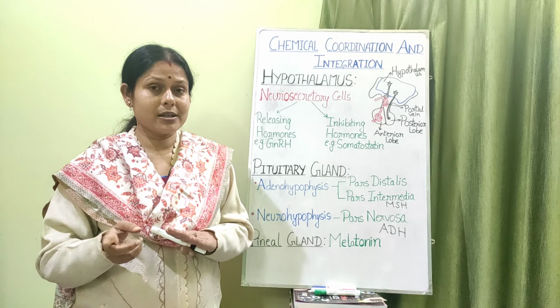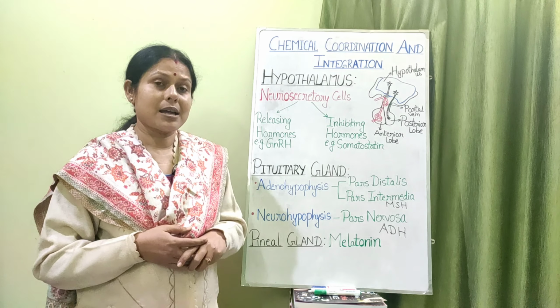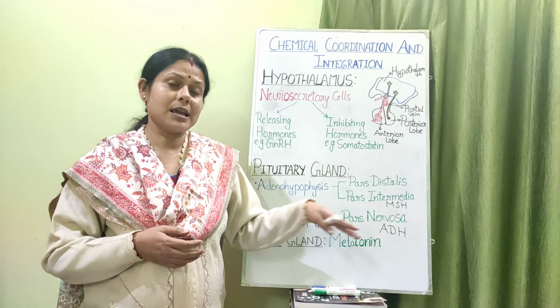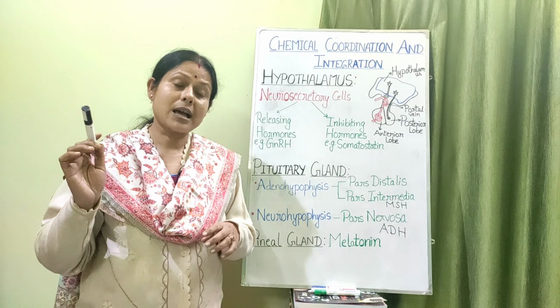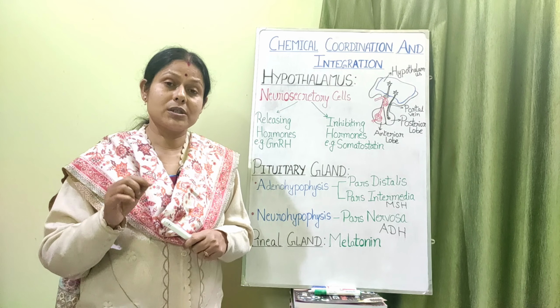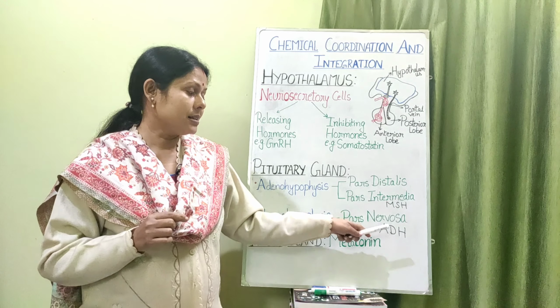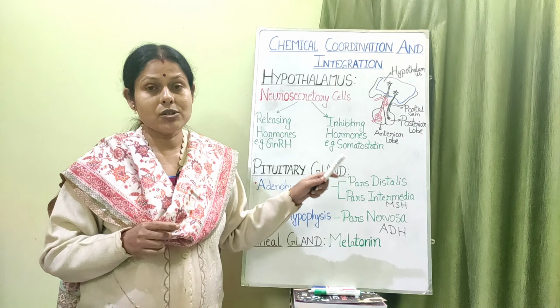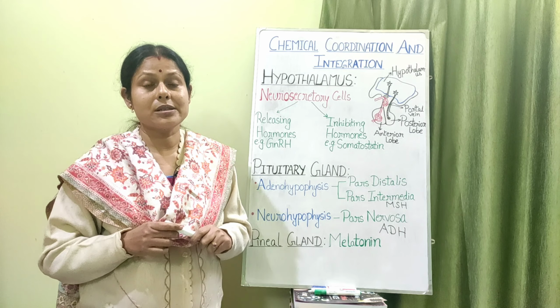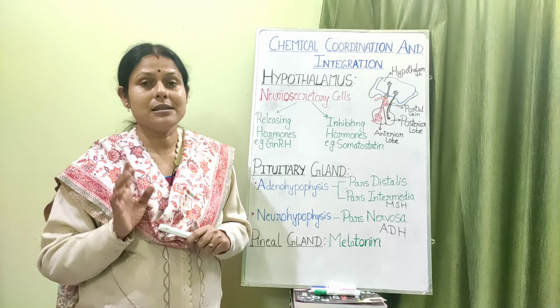So that is the difference from the diabetes caused by lack of insulin secretion by the beta cells of the pancreas, which is a mixed gland of course. That one is called diabetes mellitus, because of the deficiency of insulin, and this one, which is because of the deficiency of ADH or vasopressin, is known as diabetes insipidus.